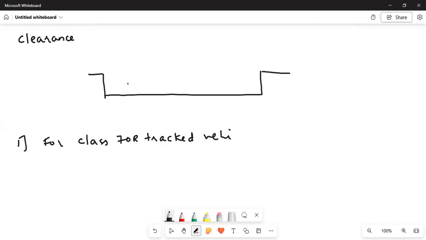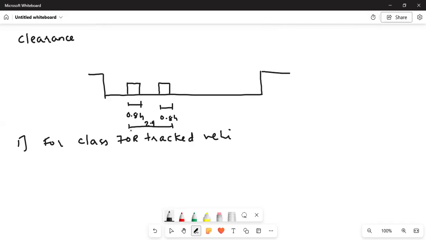In the tracked vehicle, two tracks are there. One track you can put here like this. The other track you can put here like this. For 70R, the width of the track is 0.84. This is also 0.84. And the total width is 2.9. And the distance between the tracks, I think, is 1.2.